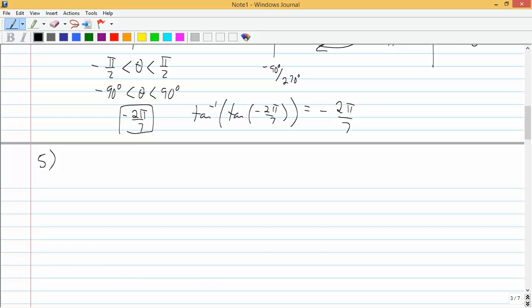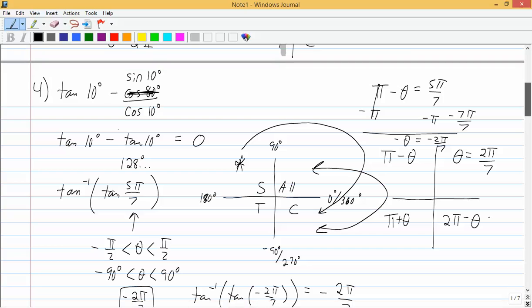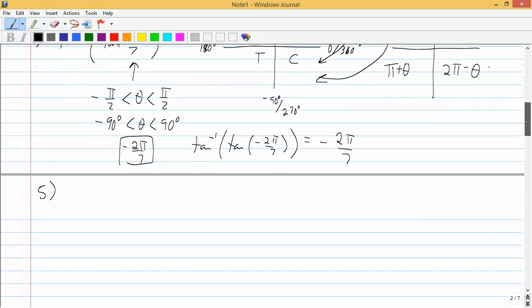Wait, that was number 5. All right. Yeah, I just didn't label it. That was number 5. This is number 6. Express the product as a sum.